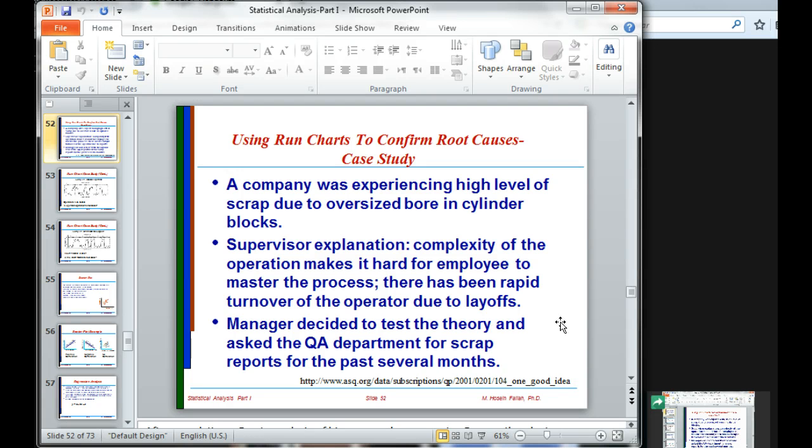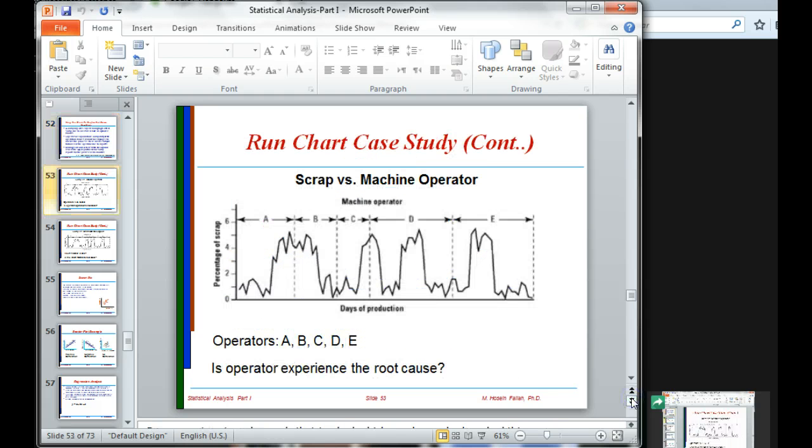So the manager decided to check for himself. He went to the quality department and said, give me the data on scrap for the past few months, and plotted them by operator. Here the timeline is at the bottom, and the amount of scrap the operator generated every day. Here's an operator that started with a low amount of scrap, but then increased toward the end. The second operator started at a high level of scrap, which is what the supervisor was talking about, and as they learned how to do it, it dropped lower. While the third one started low and went high.